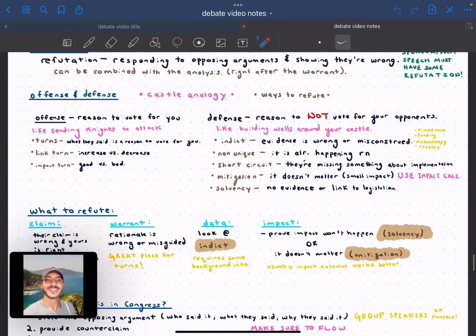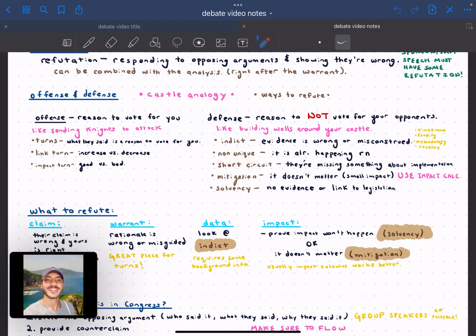Well, what about defense? Defense is a reason not to vote for your opponents, right? So in the way that offense is a reason to vote for you because the legislation is good or bad, the defensive side is the reason to not vote for your opponents. And the castle analogy is like you're building a wall around your castle, right? That you're giving protection to your arguments, per se. So there are several ways of refuting defensively. One is to indict: evidence is wrong or misconstrued, very self-explanatory. The more you research, the more you can call out people on this.